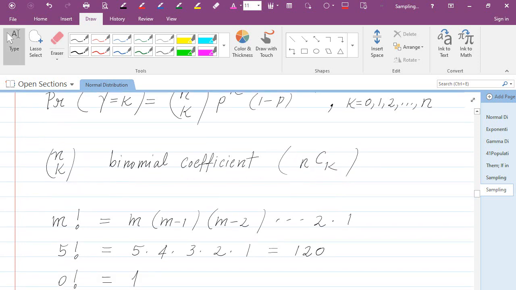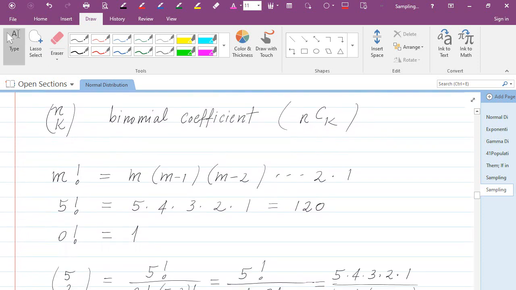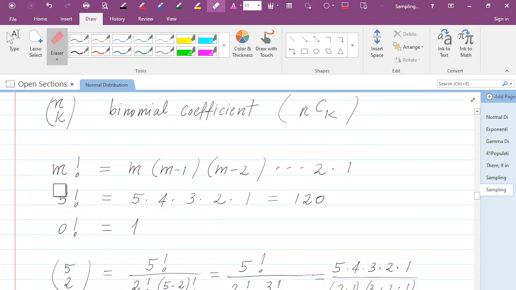To explain what the binomial coefficient is, let me first tell you that if I have m factorial, this symbol here means factorial. m factorial means m times m minus 1 times m minus 2, dot dot dot, times 2 times 1. So for example, 5 factorial is 5 times 4 times 3 times 2 times 1, which is equal to 120. 0 factorial, by convention, we'll call 1.